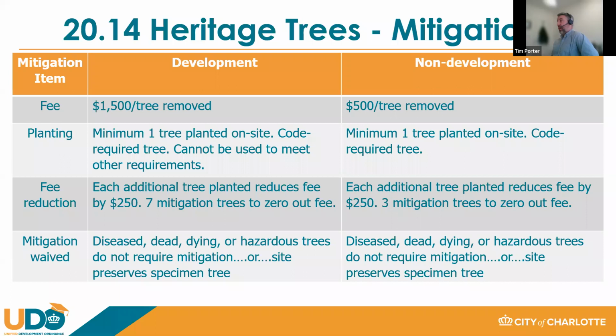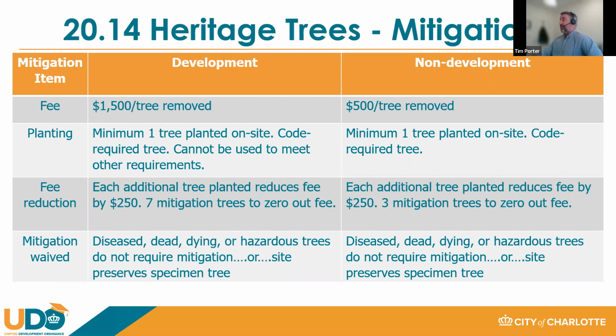Mitigation tree becomes a code required tree, and it cannot be used to meet other requirements in the tree protection, those main focus areas of the perimeter, internal, and green area. There's also a fee attached, $250. Fee reduction can take place at $250 per tree, additional mitigation tree planted. And if you plant enough, you can completely zero out your mitigation fee. And again, mitigation is waived if there's supporting documentation for health or hazardous reasons. No mitigation required in those situations.